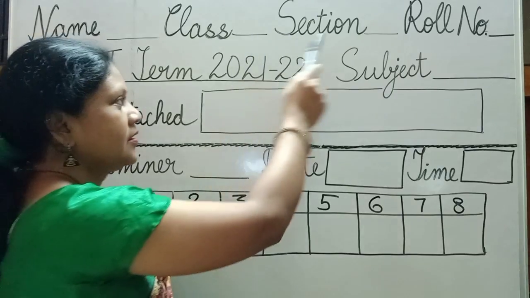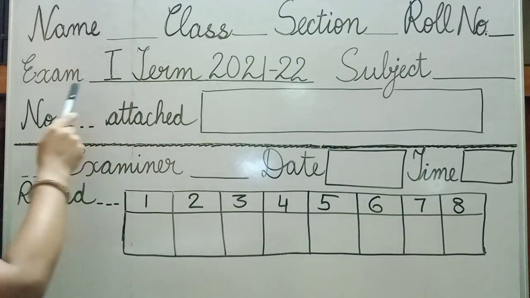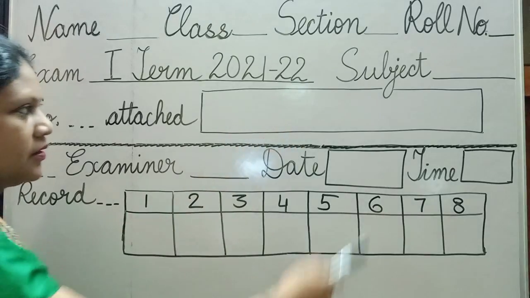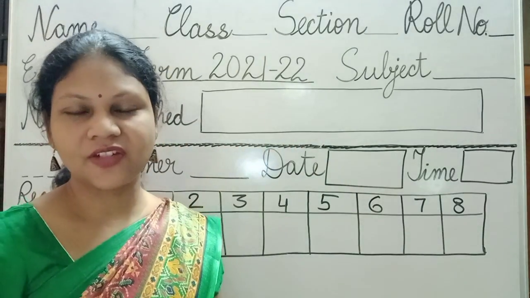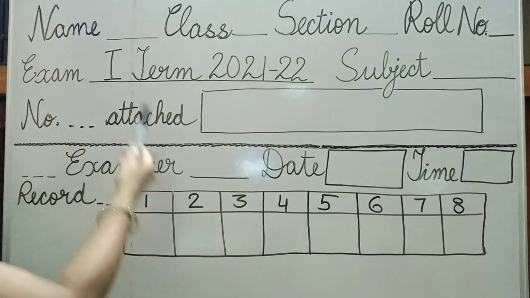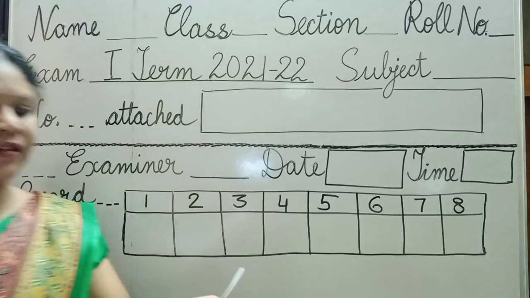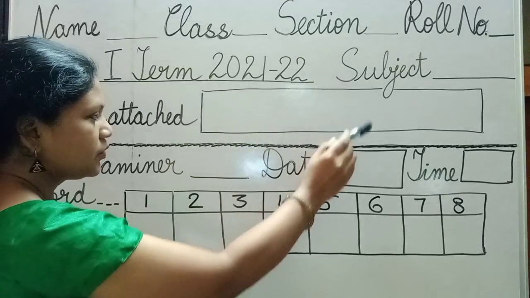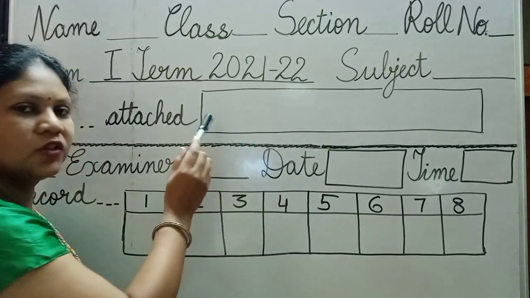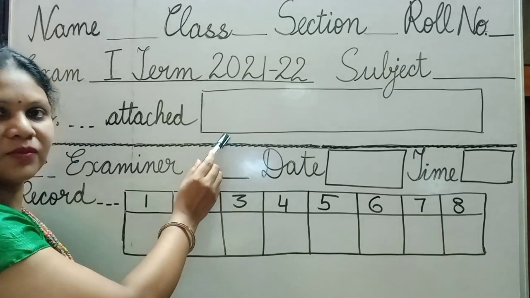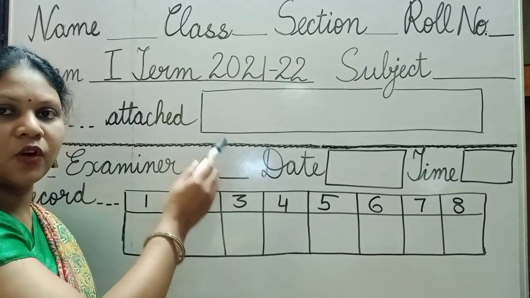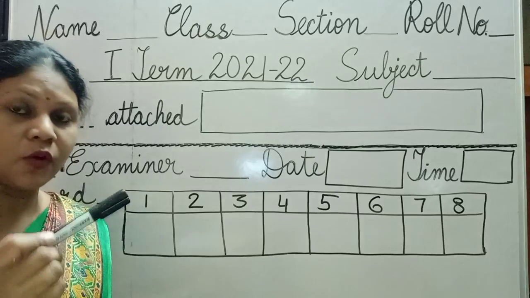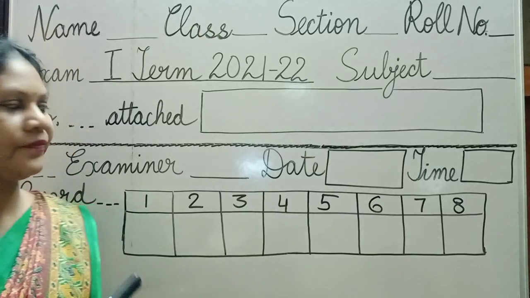Then mention your class, section, roll number, and in your exam, fill first term 2021-22, and according to your timetable, please mention the subject correctly. Given below, you will find number of continuation booklets attached. Where you can see a rectangular box is given, children, you are not supposed to fill anything inside this box before the exam or at the beginning of exam. This box is supposed to be filled by you only at the end of exam.